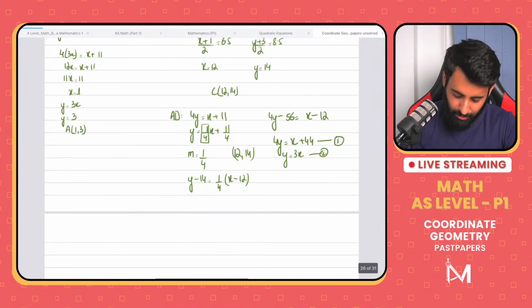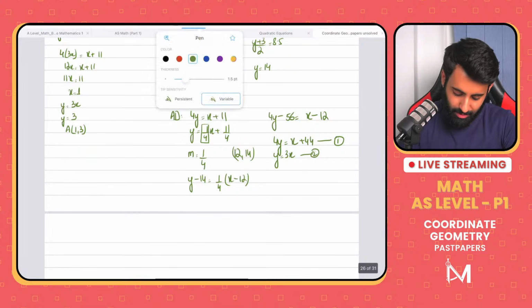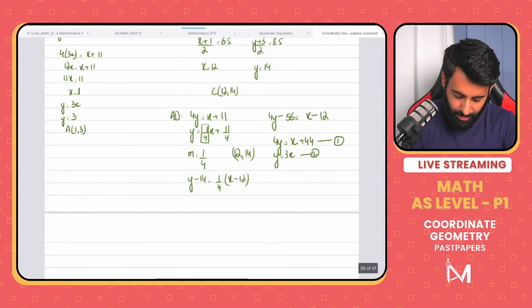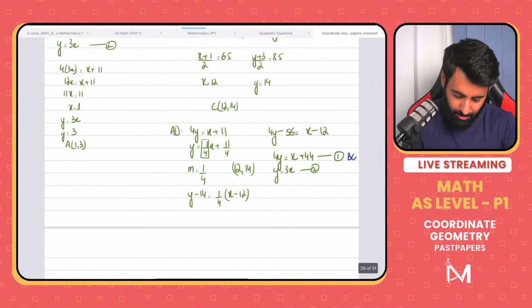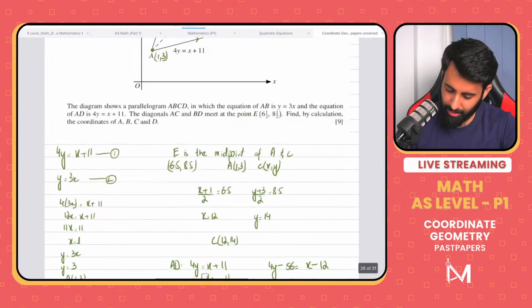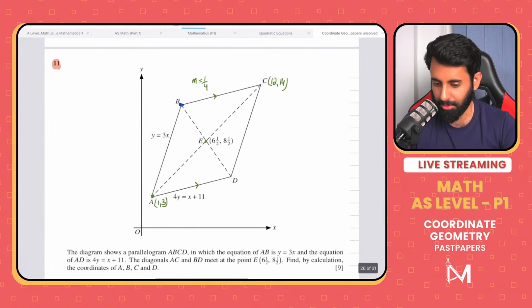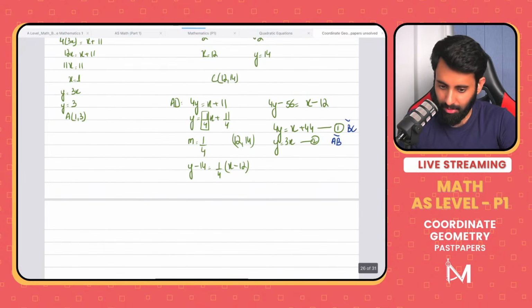Okay, now why will solving this simultaneously give us our answer? Pay attention, because this is the equation of line BC. If I'm not wrong, yeah, this is the equation of line BC, and this is the equation of line AB. Notice that they have a common point, and that is the point where they're intersecting, which means solving them simultaneously will give us the answer.